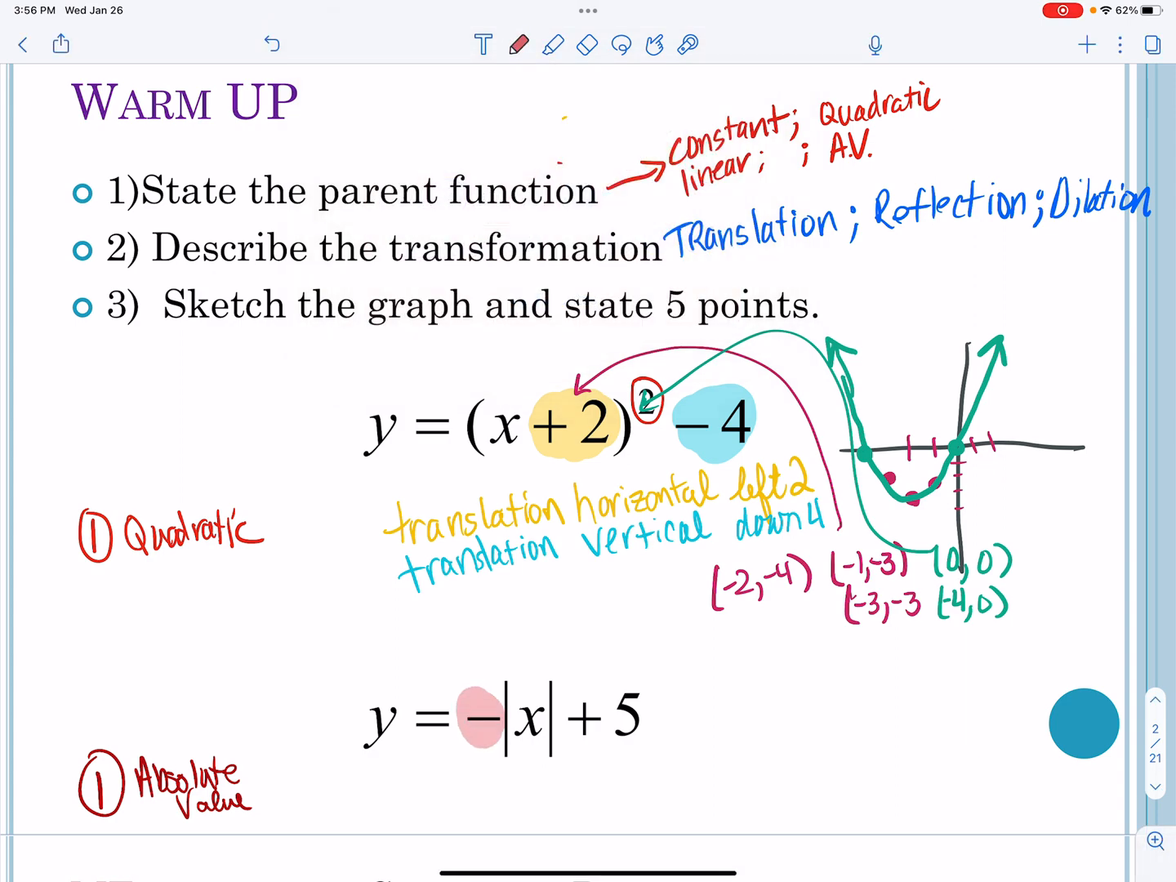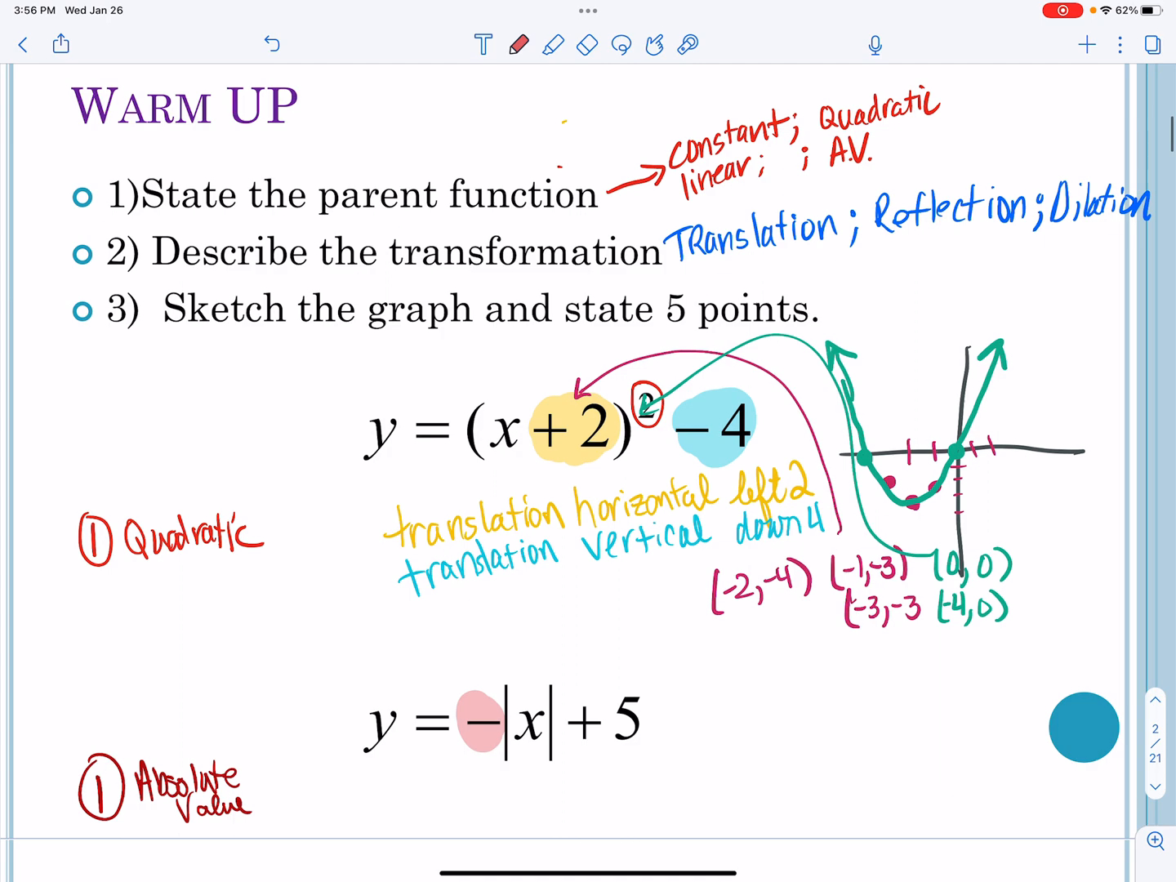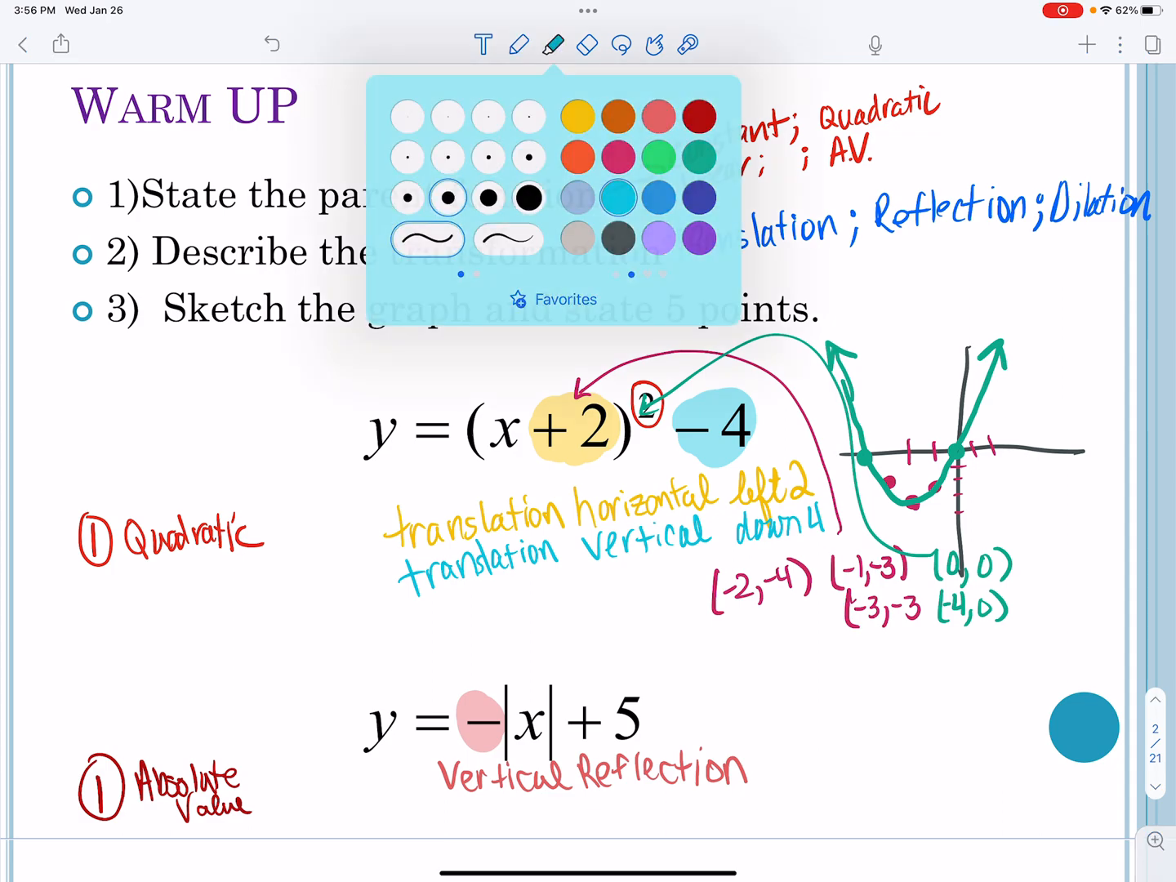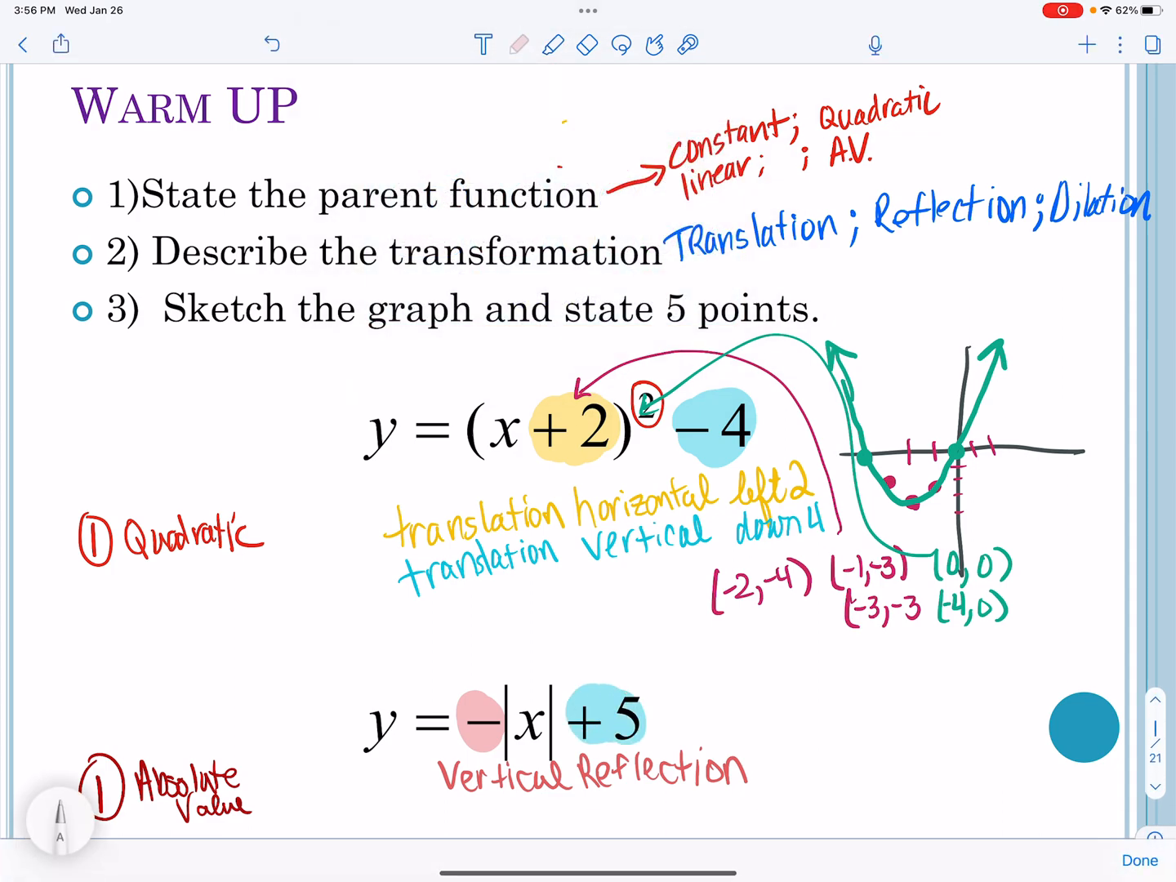This minus sign is flipping it down. So that minus sign is a vertical reflection. So it's going to be a V that goes down instead of a V that faces up. And then let's mark this guy. This is outside. And so that is adding it up 5. So it's a translation since you're adding. And it's vertical. And it's up 5. Okay.